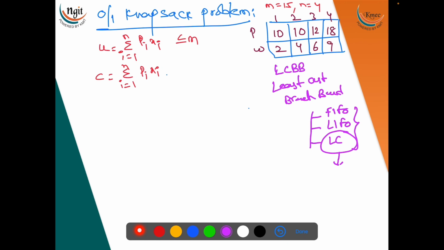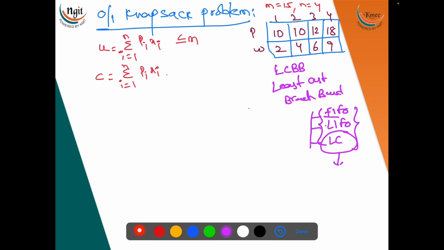If you have a question in the examination to take FIFO and solve the 0/1 knapsack problem, yes, you can do it. If you have a question with LIFO, that also you can do. In the previous video of branch and bound, we took one problem and solved it with these three techniques, so you can follow those techniques and apply them over here to find the solution.